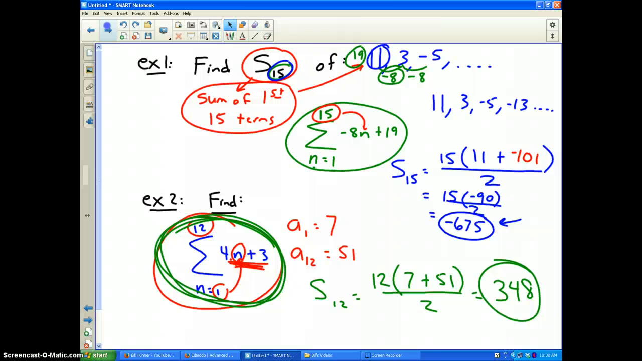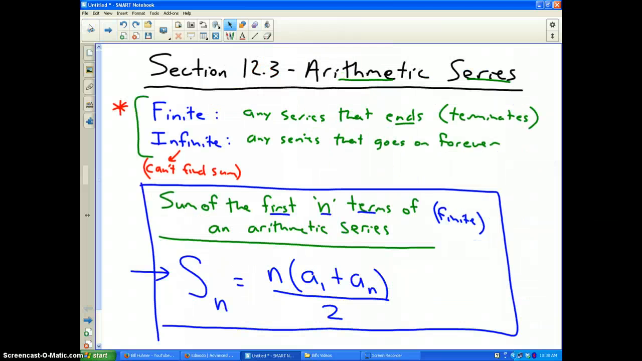And that's basically section 12, everybody. I'm going to go back. Section 12.3 is the sum of a finite arithmetic series, and there is your formula.